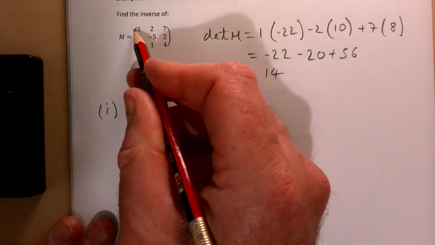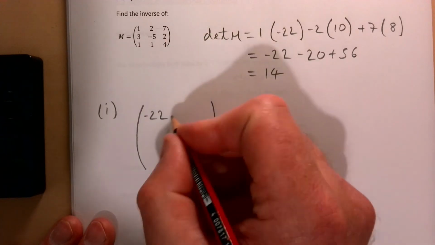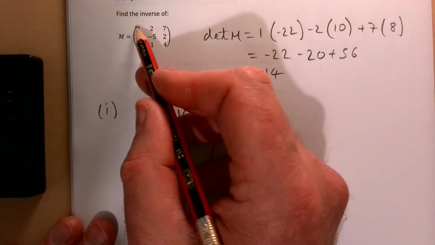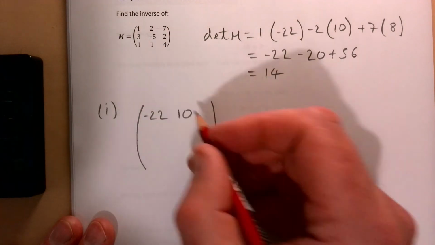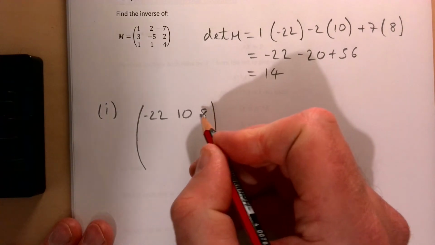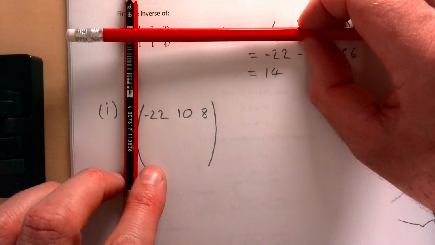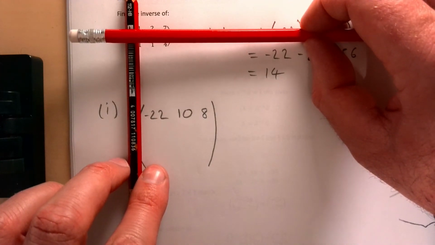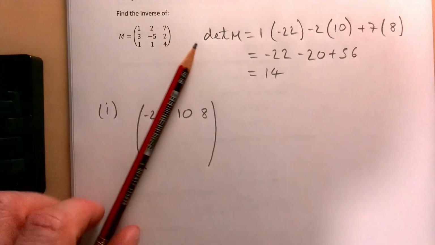The 2, cover up this row, cover up this column, 12 take away 2, which is 10. And then for the 7, cover up this row, cover this column, 3 minus 5, which is 8. For the 3, let's cover this one up and see what we have. Hopefully you can see it on the video, just about. We're left with 2, 7, 1, 4. So 2 times 4 gives me 8. Take away 7, so we're going to end up then with a 1.